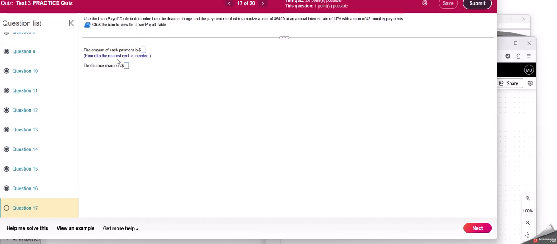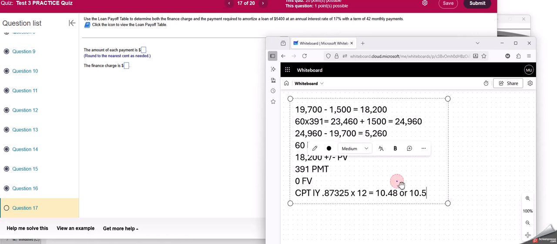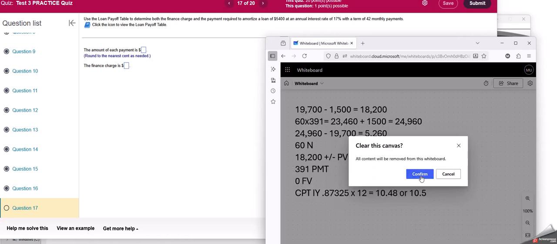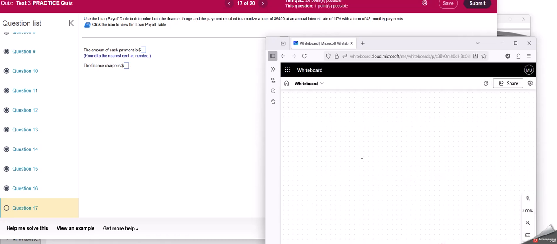Okay, then we want to calculate the payment. Again, we don't look at that table. Don't look at the table. Find the payment required to amortize a loan of $5,400 with an annual interest rate of 17% and a term of 42 monthly payments. So come back here, clear that canvas.